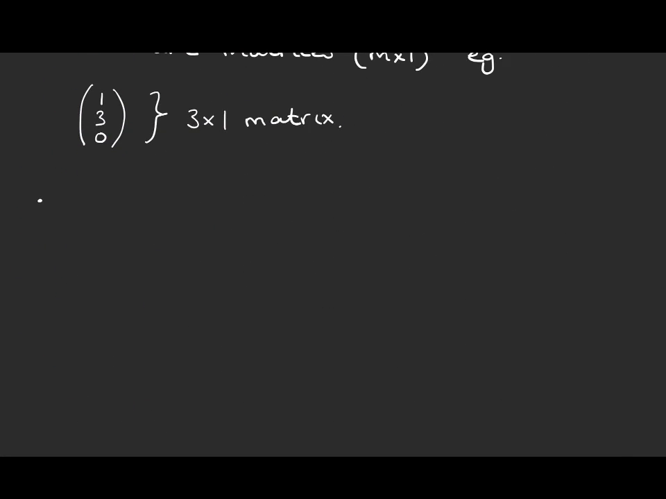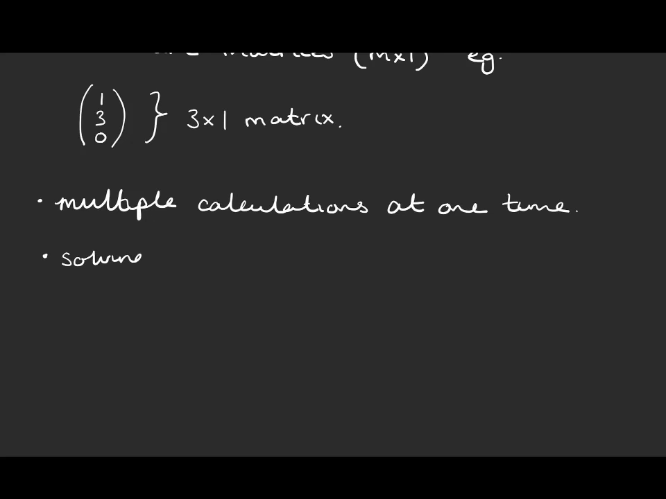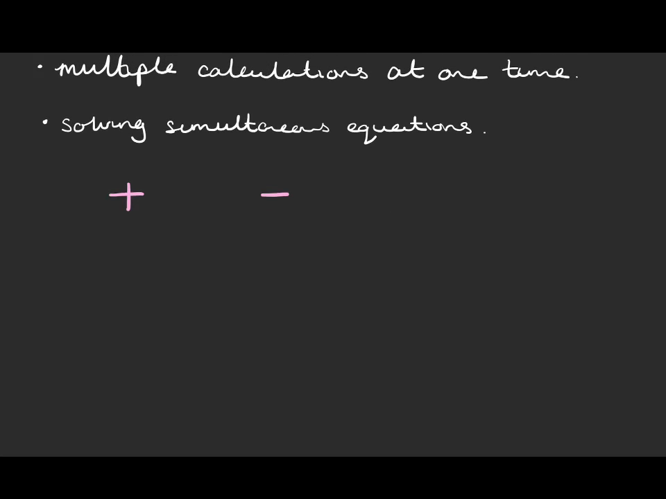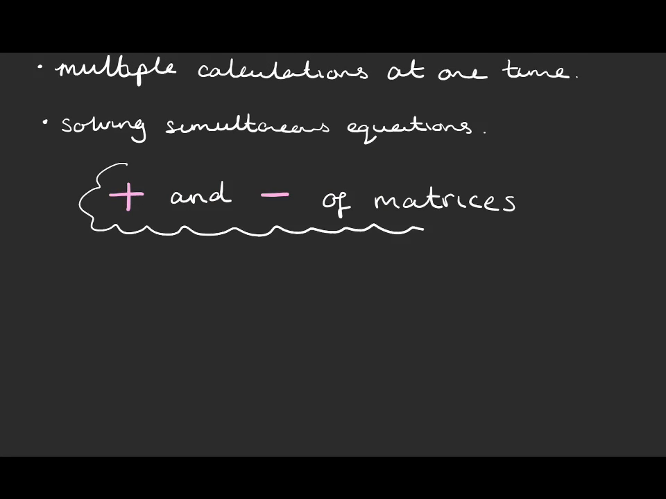So what will we actually use matrices for? Well, the first thing is that they can do multiple calculations at once because we have multiple numbers in one grid, and hence this makes them useful for solving simultaneous equations. And there's going to be much more along the line, such as transformations in a video to come.